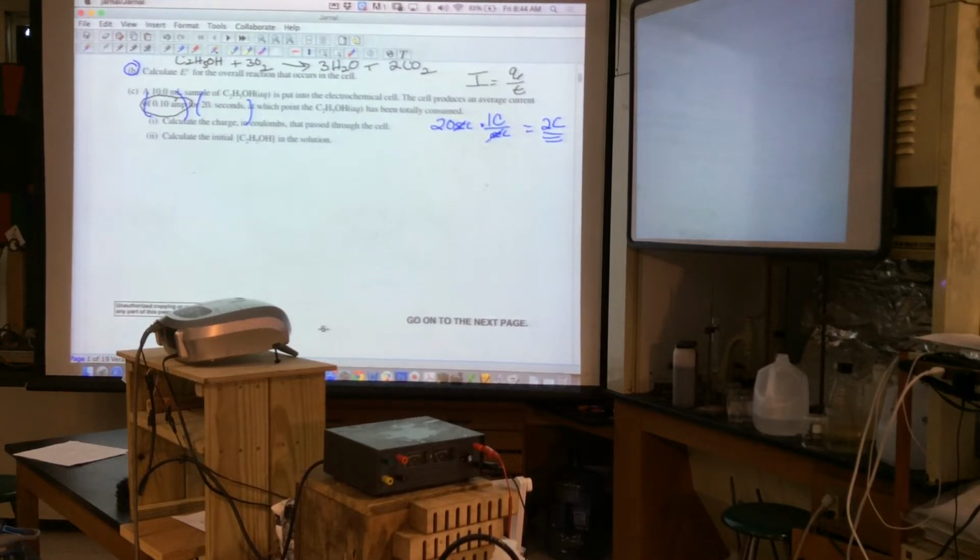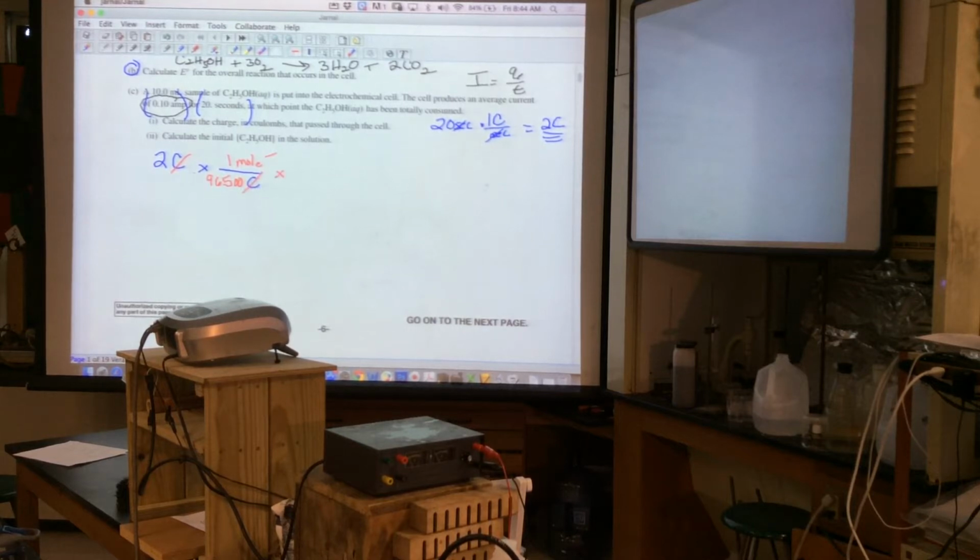So now I'm going to take my 2 coulombs. I want to get rid of coulombs, so coulombs goes in the bottom. What is my Faraday's constant given to me? 96485. That's the charge per 1 mole of electrons. Did I round? Good enough. Okay, so this will give me moles of electrons.